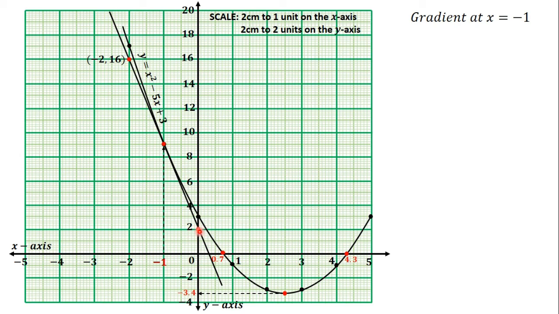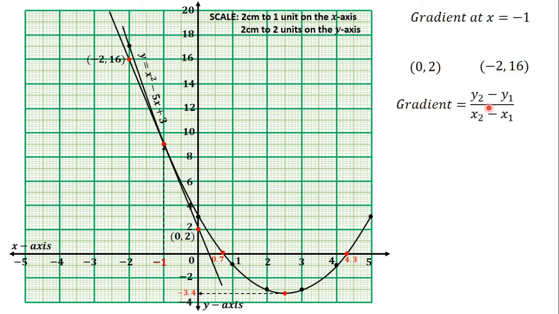You do the same thing here. We can see that this point falls on the y-axis. It means that the x-coordinate is 0. The y-coordinate here is 2. So the coordinates of this point are the x-coordinate, which is 0, and the y-coordinate, which is 2. So we now have 2 points that fall on the tangent: (0, 2) and (-2, 16).